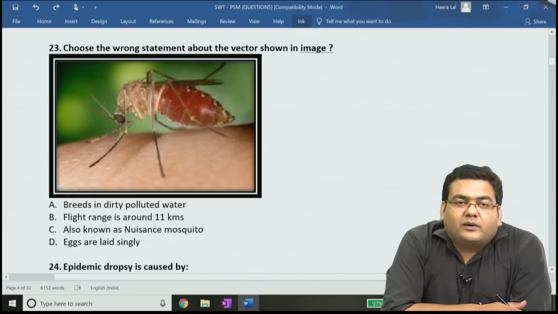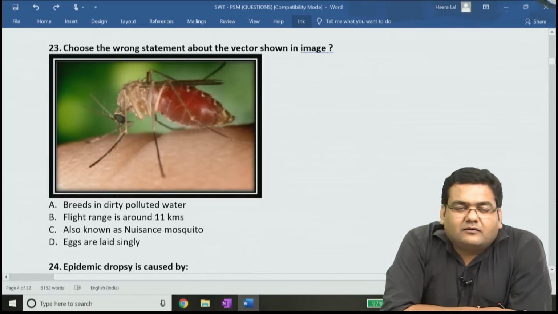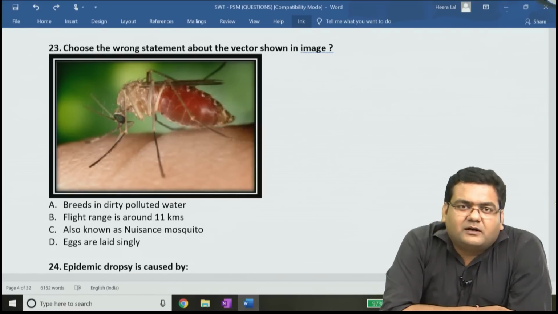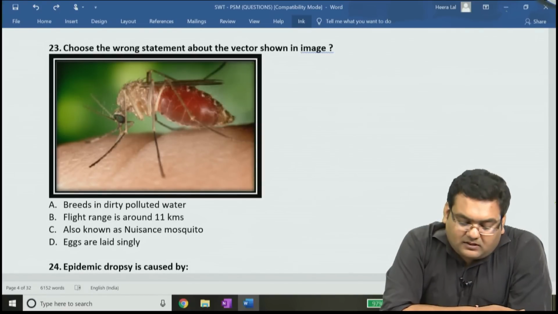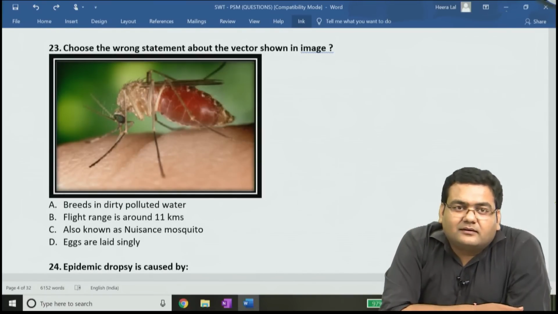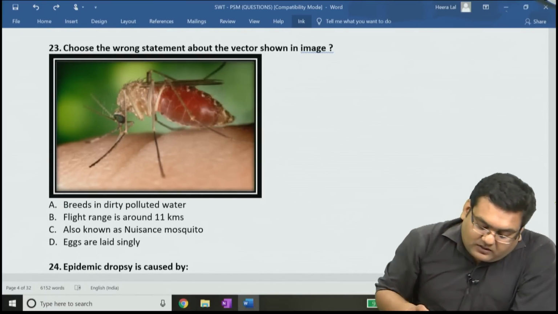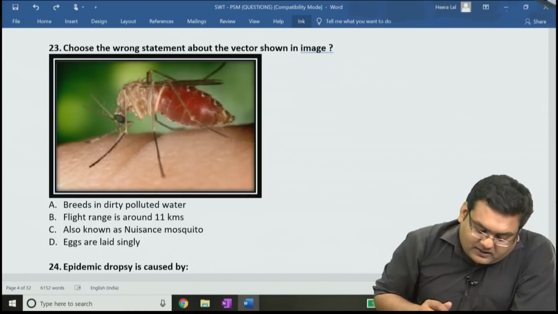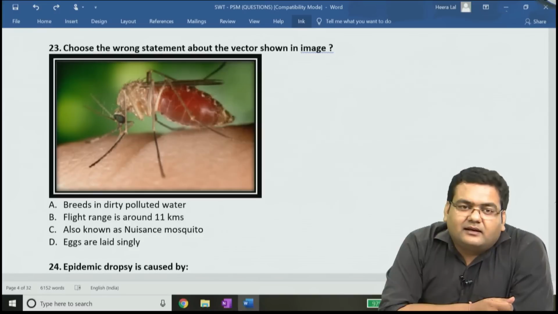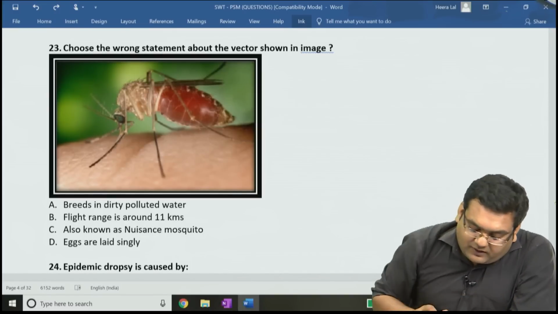Now question number 23 is an image based question where a mosquito has been shown and they are asking to correct the wrong statement among the vector shown in the image. From the image it is clear that the particular vector shown in this image is Culex. So let us try to answer this question. The correct answer to this is option D, that is lays eggs singly. What is the correct answer then?